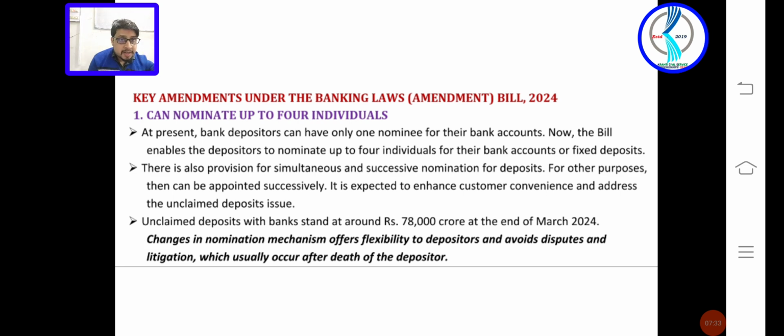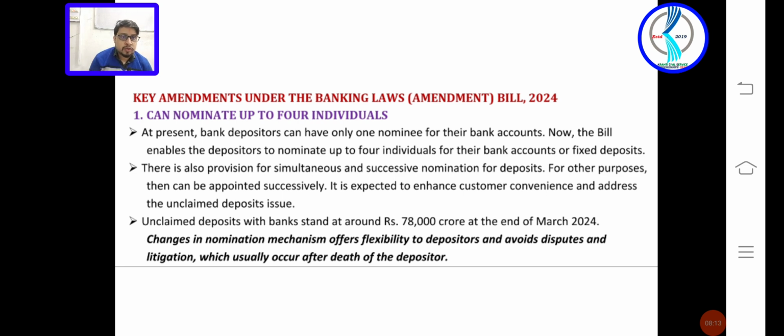There is also provision for simultaneous and successive nomination for deposits. I told you what is the meaning of successive nomination and simultaneous nomination. For a bank account or fixed deposit, there can be simultaneous and successive nomination. But so far as a locker account is concerned, there must be only successive nomination. If A will not come, B will come. If B will not come, C will come. There is no concept of share 20%, 30%, 40% like simultaneous nomination. So for a locker account, there will be only successive nomination.